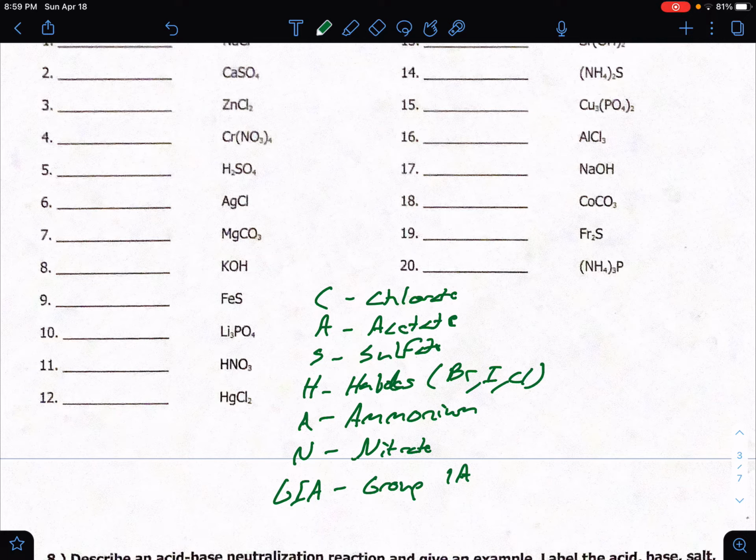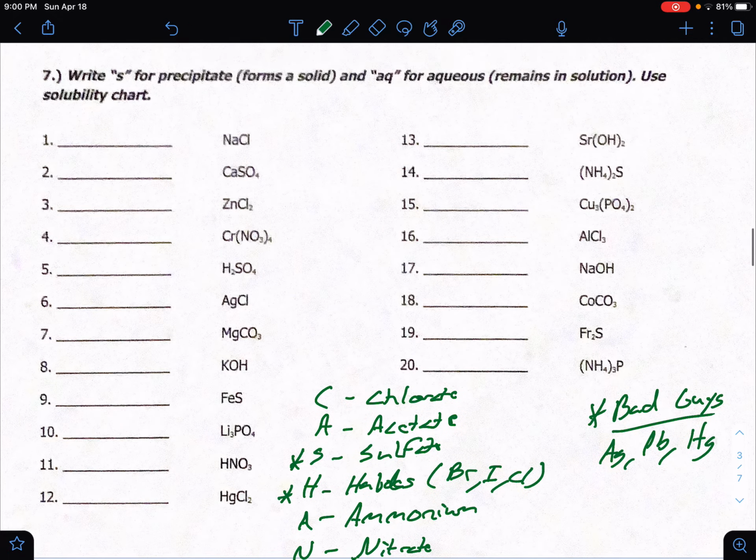But you do have to watch out for these bad guys right here. Your 3 bad guys are silver, which is Ag, lead, which is Pb, and then mercury, which is Hg. These are only bad, meaning they make it a solid, if it's attached to these 2 right here. You can have those attached to the other ones and it's still aqueous, but not when it's attached to those 2. The phrase we use is bad guys need to shh. So that's one way you can remember it. So we're just going to go through here and see if these are on that list.